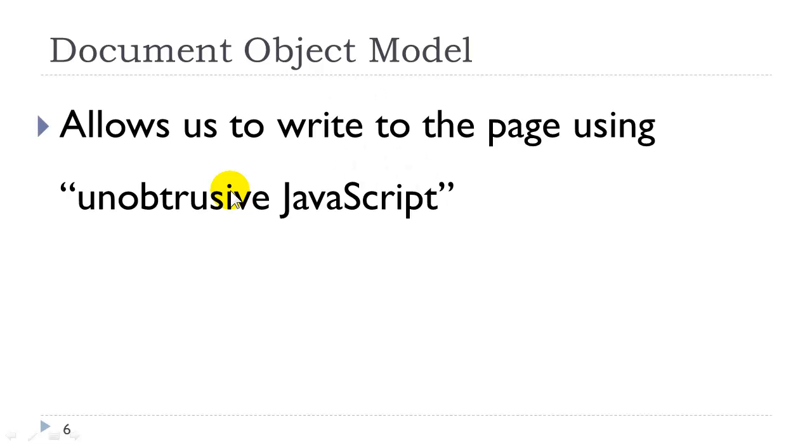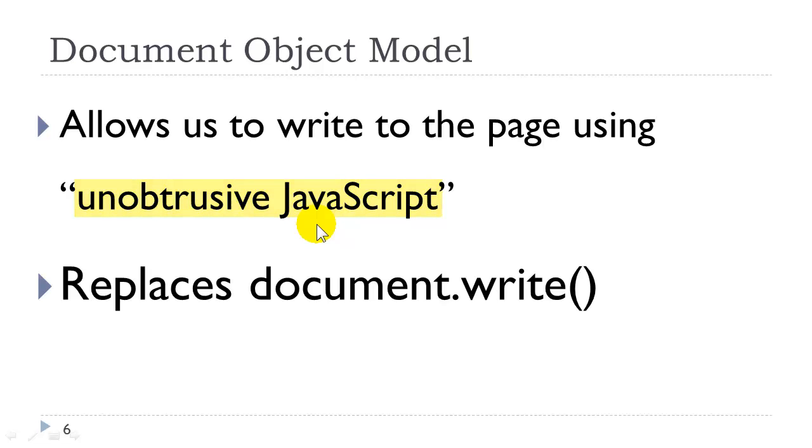Traditional JavaScript was replaced with the document object model. This allows us to write to the page using unobtrusive JavaScript. Remember, unobtrusive JavaScript means that the JavaScript is separate from the HTML. So rather than use document.write, we can now use the document object model. We will learn more about the document object model later on, but we will learn some basics today.